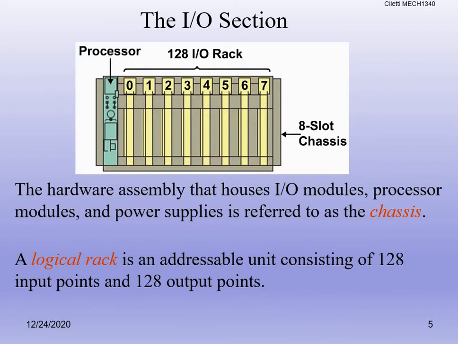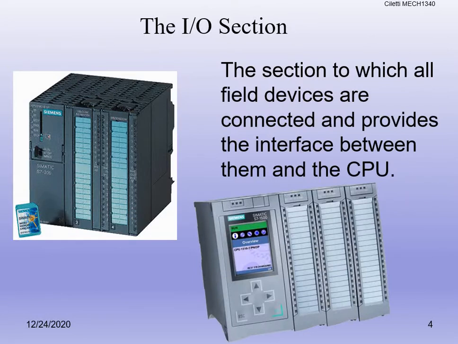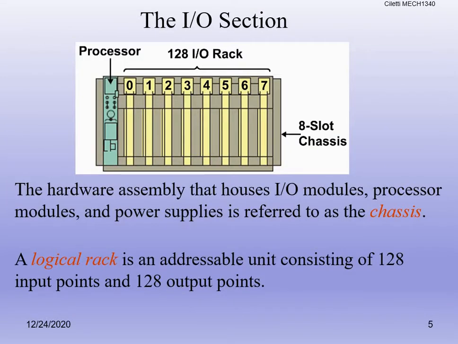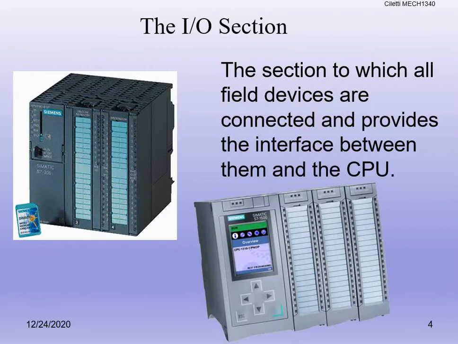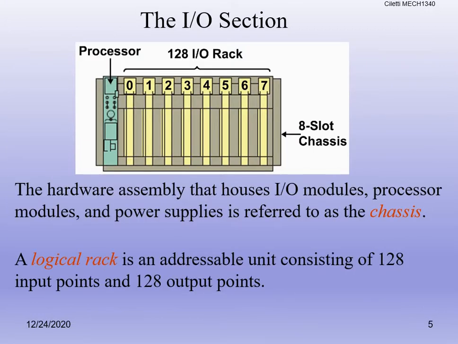Okay, so if we take a look at the I/O section, if you look at the picture I have up here, and then look back on the previous slide, you can see on the left-hand side what we're referring to here is where the processor is located, okay? And then the rack goes on. Now what I'm showing here is our fixed I/O PLCs versus ones that are modular. The picture here is showing modular, okay?